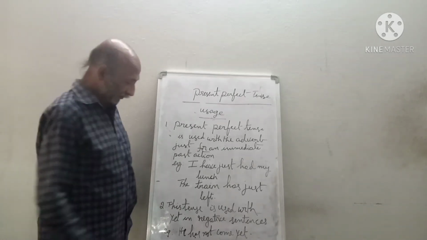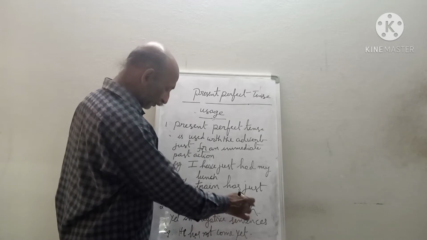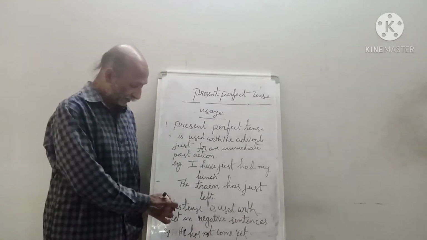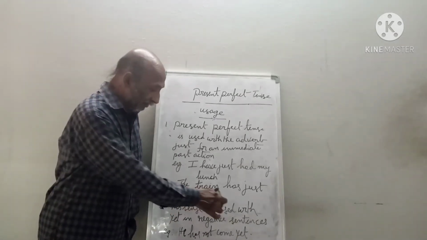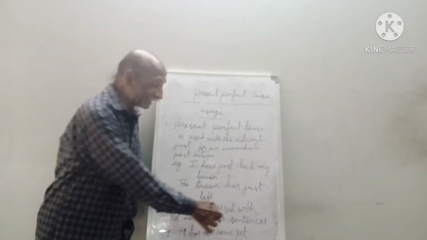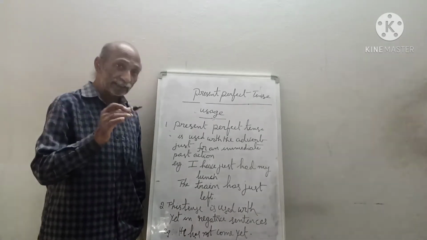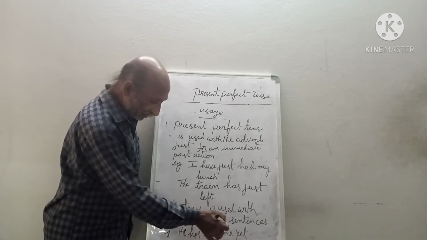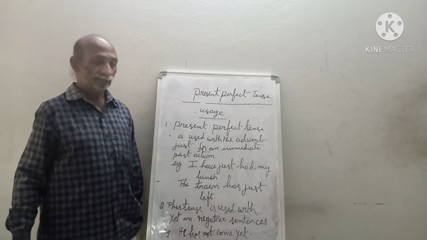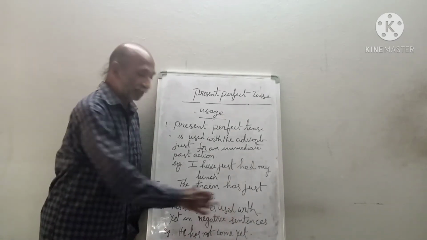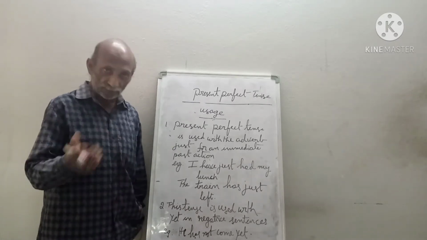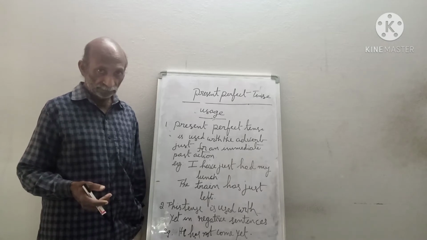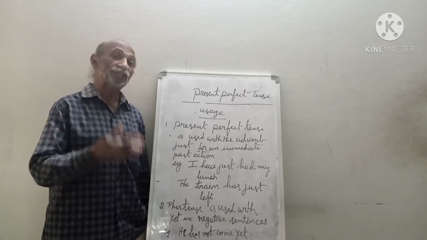Number 2. This tense is used with yet in negative sentences. It is also an adverb. This tense is used with yet in negative sentences or negative interrogative sentences. For example, he has not come yet. He has not come yet. You can also say, she has not done her homework yet. They have not finished their project yet.